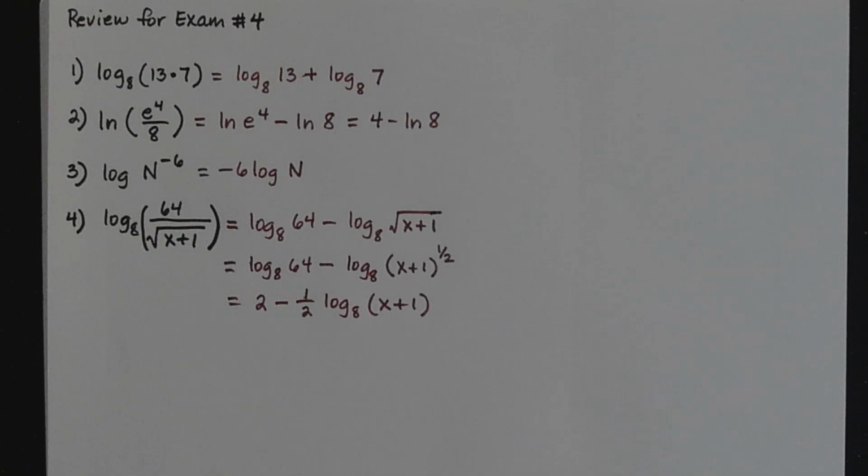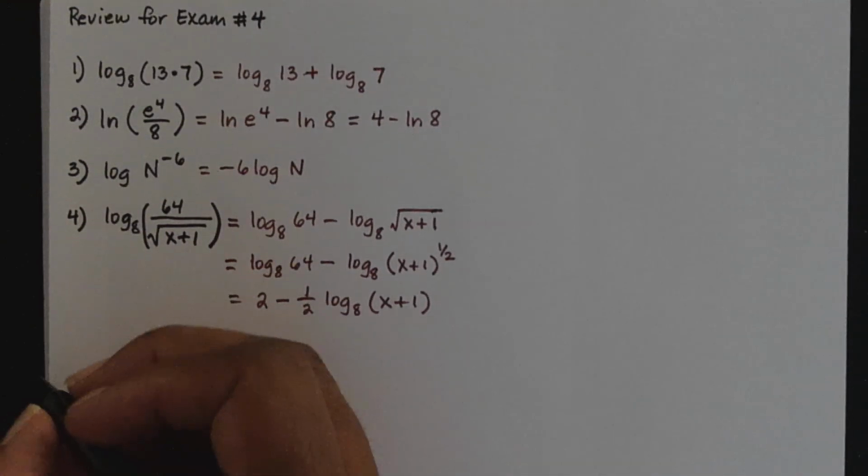And that will be as far as I can go with that problem. So log to the base 8 of 64 divided by the square root of x plus 1 will be 2 minus 1/2 log to the base 8 of the quantity x plus 1. Okay. Any questions on problem number 4?